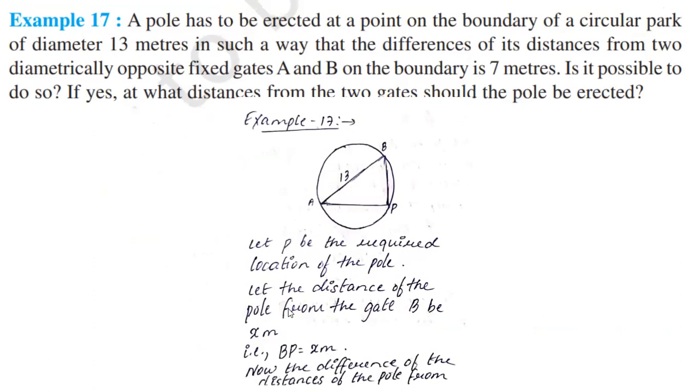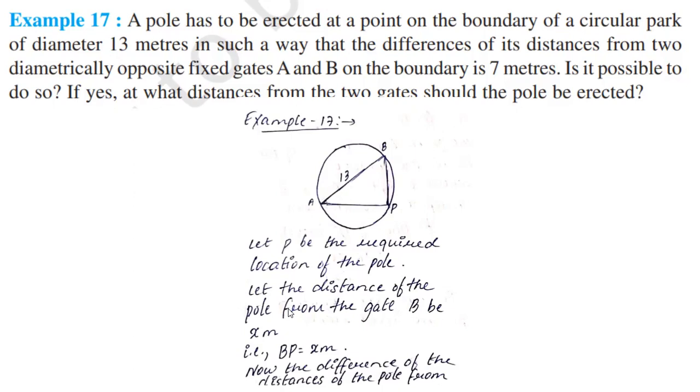A pole has been erected at a point on the boundary of a circular park of diameter 13 meters in such a way that the difference in its distances from two diametrically opposite fixed gates A and B on the boundary is 7 meters. Is it possible to do so? If yes, at what distances from the gates A and B should the pole be erected?